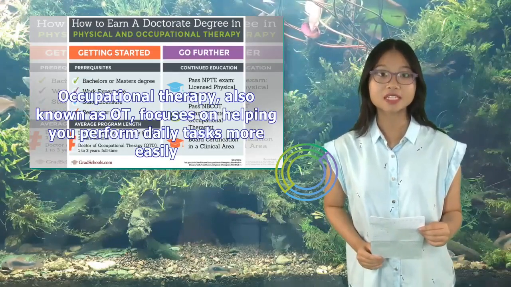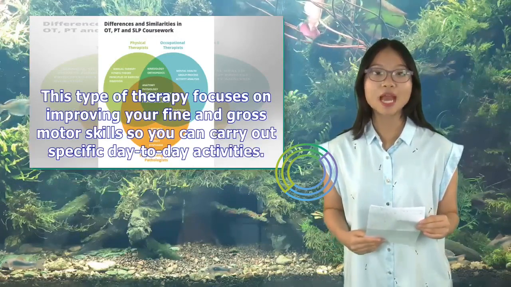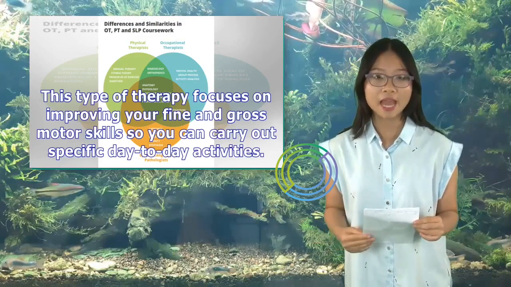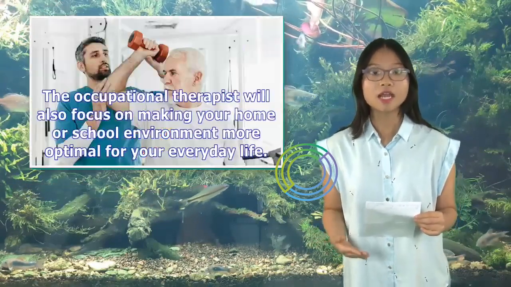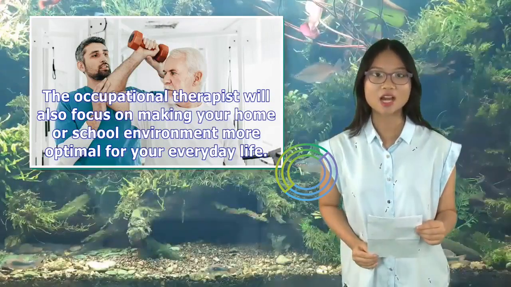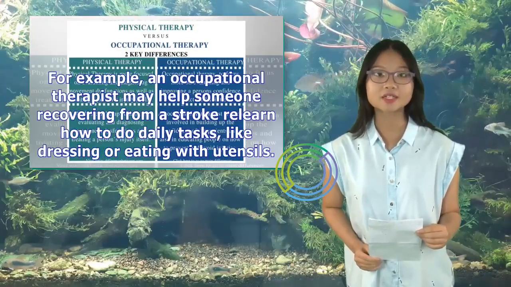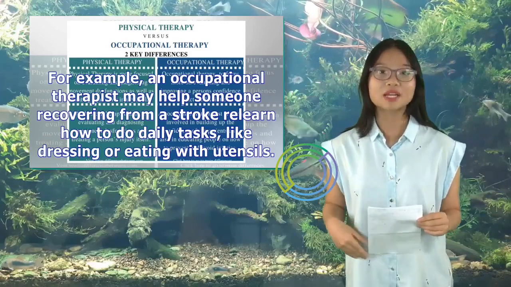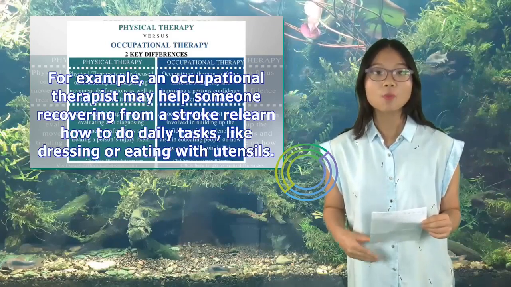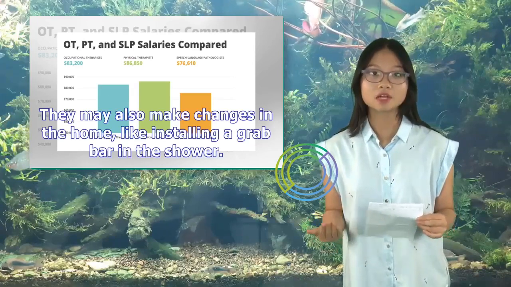Occupational therapy, also known as OT, focuses on helping you perform daily tasks more easily. This type of therapy focuses on improving your fine and gross motor skills so you can carry out specific day-to-day activities. The occupational therapist will also focus on making your home or school environment more optimal for your everyday life. For example, an occupational therapist may help someone recovering from a stroke relearn how to do daily tasks, like dressing or eating with utensils. They may also make changes in the home, like installing a grab bar in the shower.